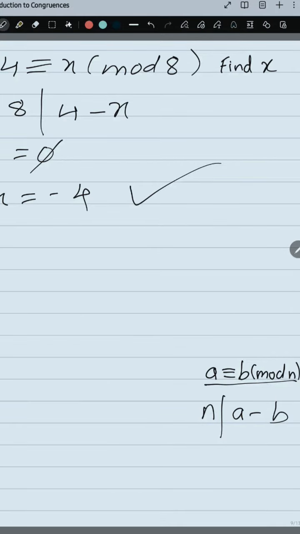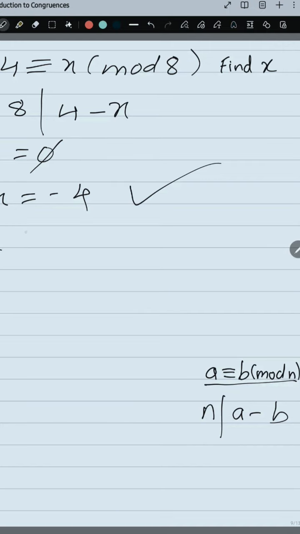Same way I can search different values of x. If I put x equal to say minus 8, in that case, 4 minus of minus 8 is 12, and 8 does not divide 12. So it won't work. Same way you keep on putting different values of x and get the answers.